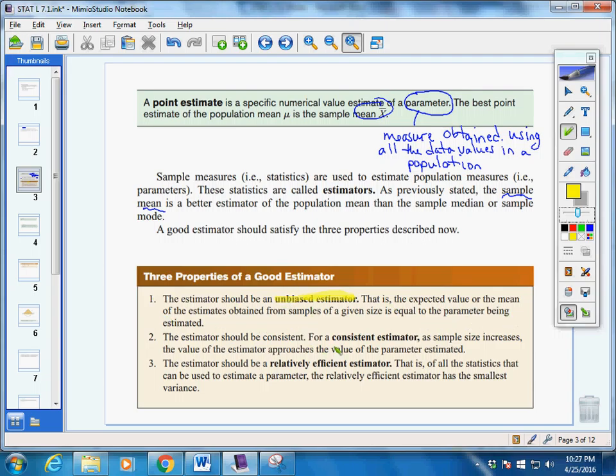We've talked about that word unbiased before. The second property is a consistent estimator. As the sample size increases, that value should approach the value of the parameter being estimated. Again, we're trying to get as close to the mean of the population as possible. And the estimator should be a relatively efficient estimator. Basically, it has the smallest variance. We don't want it to vary a lot, because then it's not going to be a true measure of the population. So all of this has to do with point estimators.